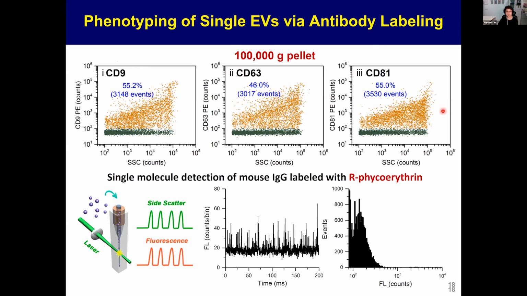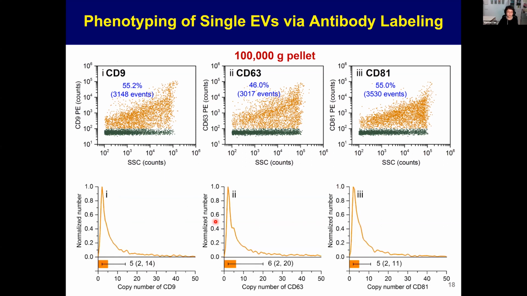Why can I say it? Because our instrument is so sensitive, it can detect a single antibody conjugated with phycoerythrin. So this signal is a single antibody. If we calibrate the brightness of this CD fluorescence with the fluorescence of single antibodies, we can quantify the copy number of how many CD markers are expressed on each EV particle.